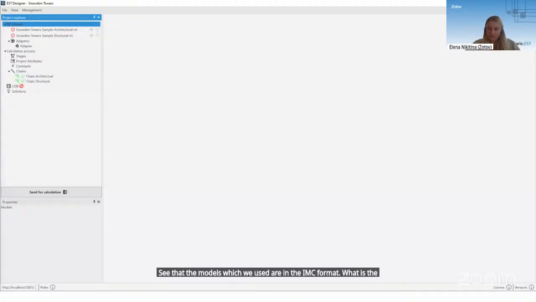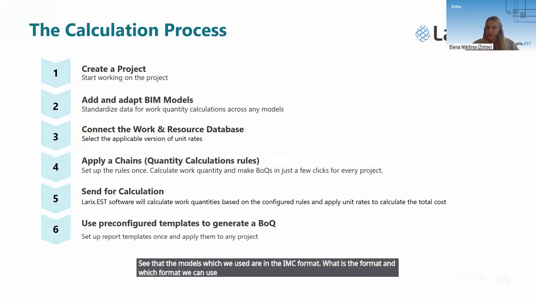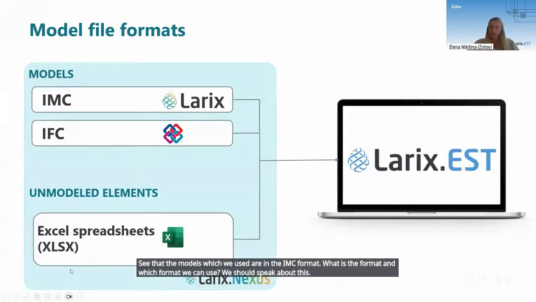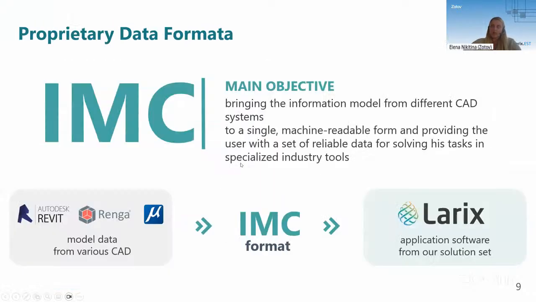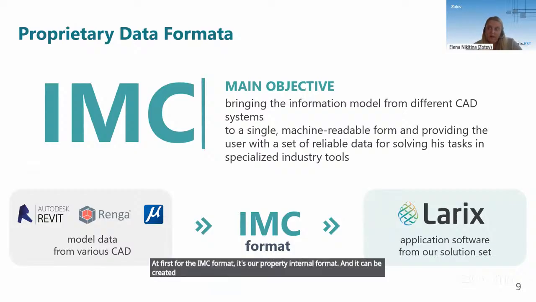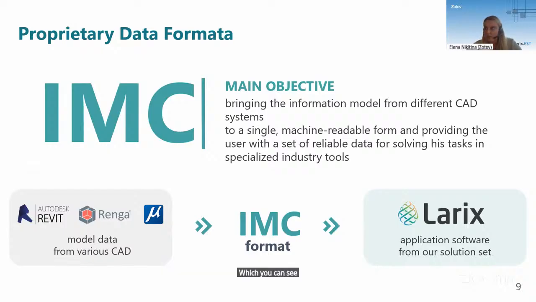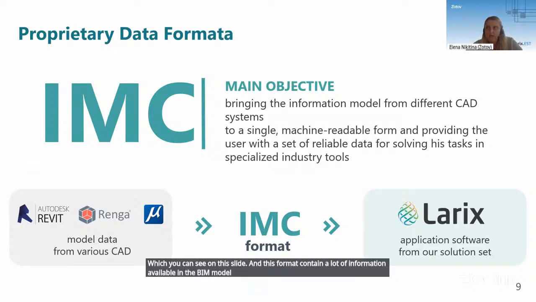What is the format and which formats can we use? We should speak about this. At first, the IMC format is our proprietary internal format, and it can be created by converting models using our plugin for certain CAD applications, which you can see on this slide. And this format contains a lot of information available in the BIM model, organized in a convenient structure. So it's our internal Larix format.